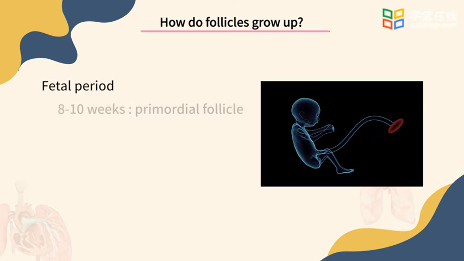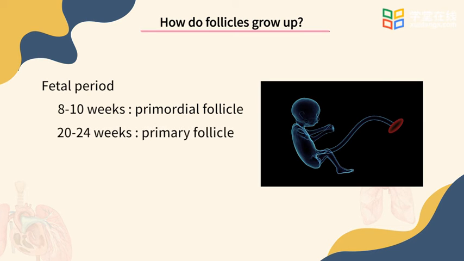At about 8 to 10 weeks of fetal development, precursor granulosa cells begin to surround the oocytes. This oocyte-granulosa cell complex is called a primordial follicle. At between 20 and 24 weeks gestation, this follicle develops into a primary follicle. As granulosa cells proliferate, a clear gelatinous material surrounds the ovum, forming the zona pellucida. This larger unit is called a secondary follicle.